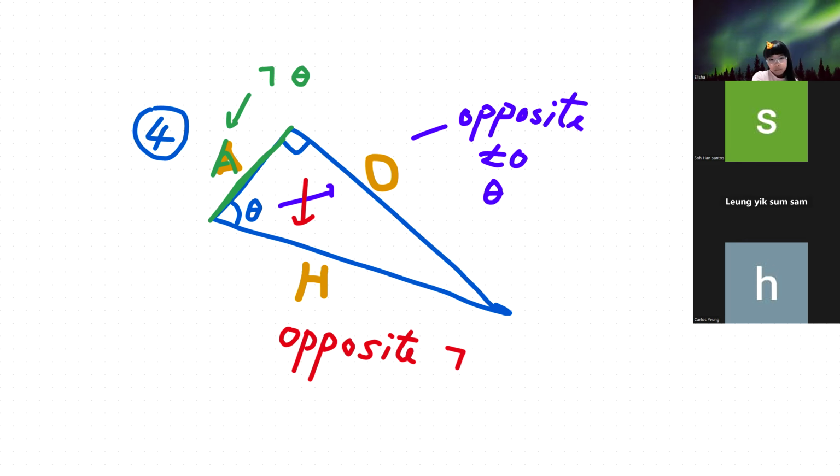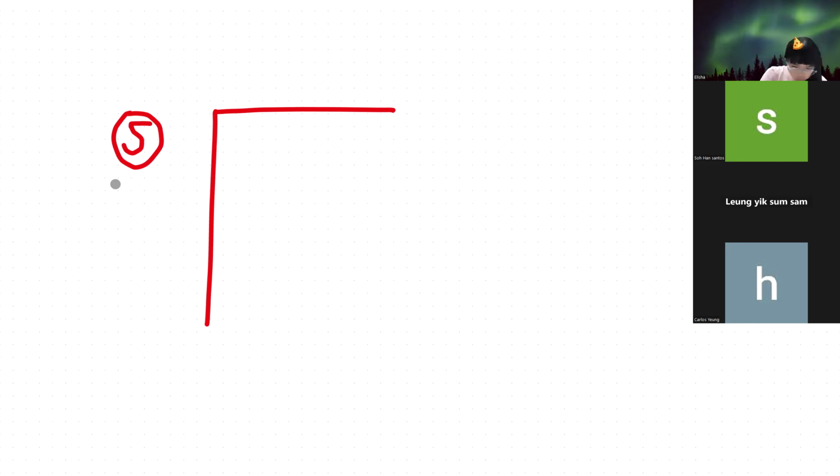When you are done, write down everything, digest the information, and give me a thumbs up. Good, good, good. Smart girl. Okay, I will go down to the next question. Question number 5. Now this right angle triangle stands in the other way, and the theta is right here.